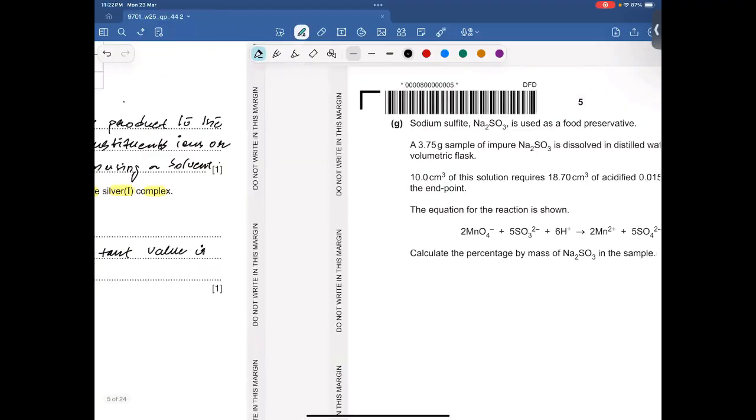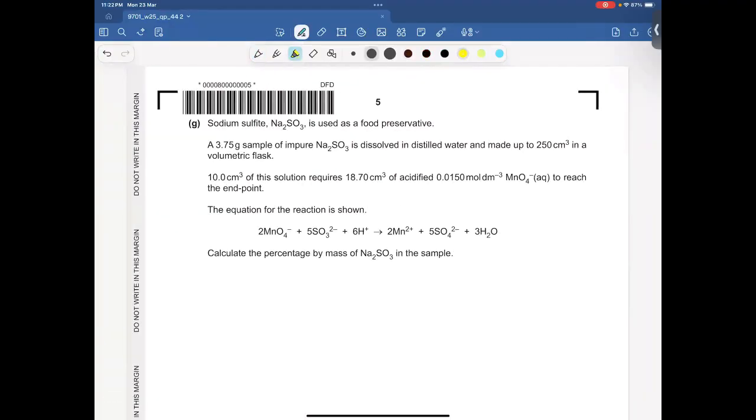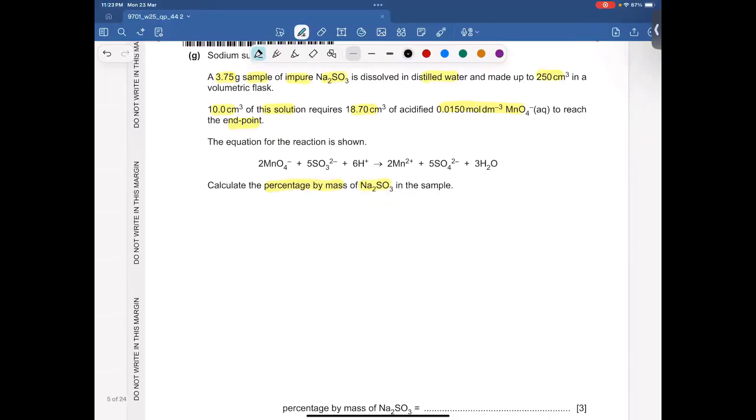Okay. My goodness, that's a huge question. Sodium sulfite is used as a food preservative. 3.75 gram impure sodium sulfite is dissolved in distilled water and made up to 250. 10 cm cube of this solution requires this much amount of manganate ions for the endpoint. Equation is given. Calculate the percentage by mass of sodium sulfite. So first of all, take out the moles of manganate ions. We have 18.70 into 0.0150 and divided by 1000.